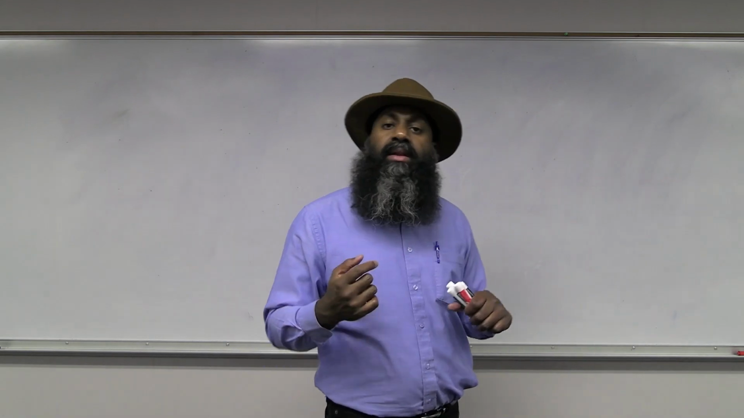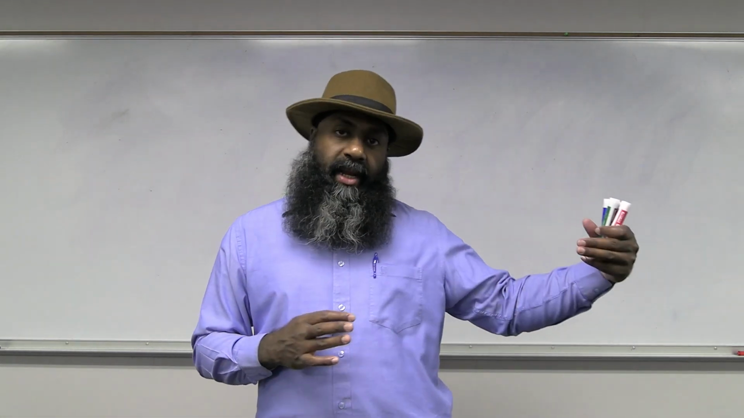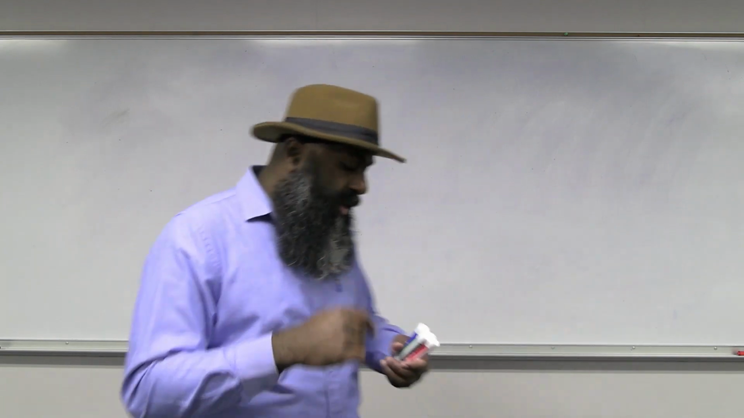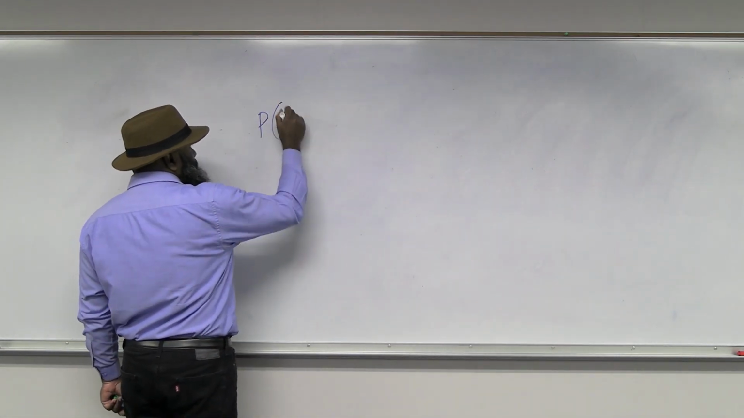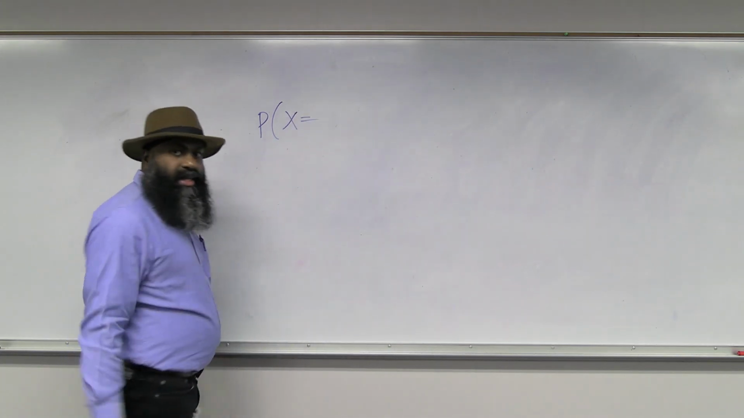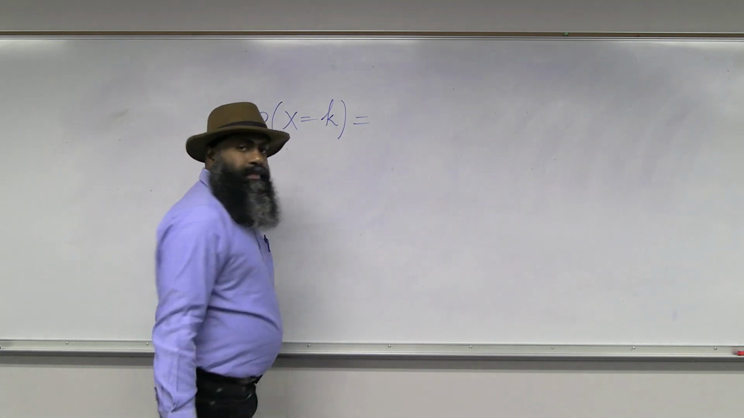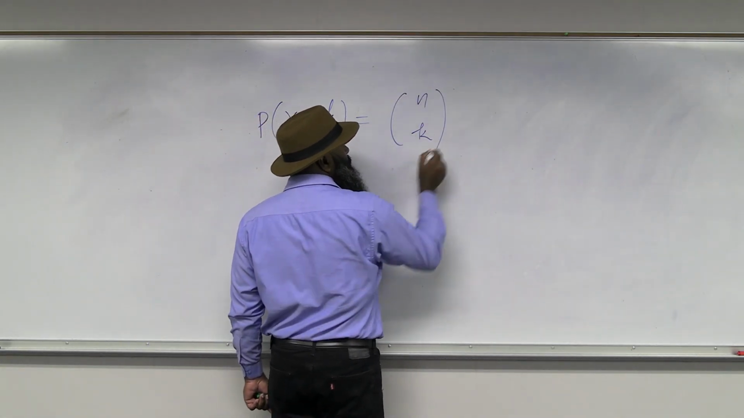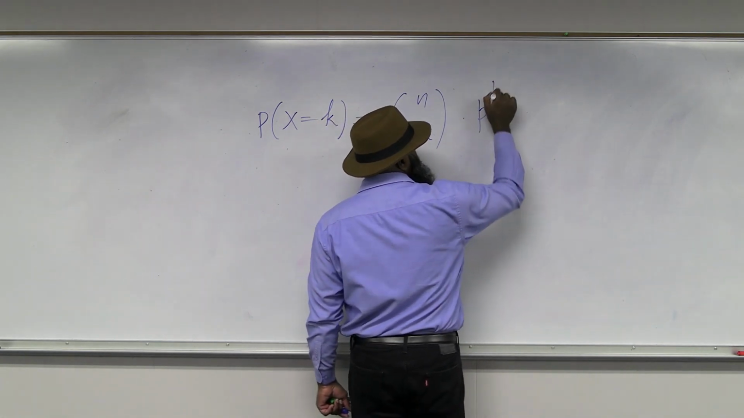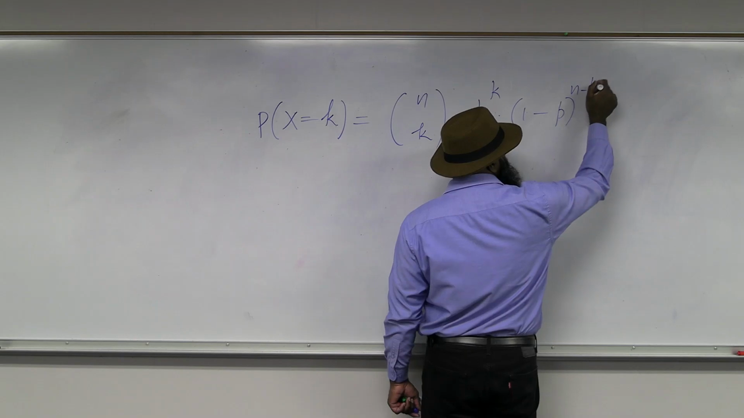Before moving into the next distribution, which is the Poisson distribution, I need to add a quick comment for the binomial distribution. How does your calculator calculate these probabilities? In the binomial distribution, the probabilities are calculated this way. If I need to find the probability that X is equal to K, it's given by this equation: N choose K times P to the K times 1 minus P raised to the N minus K.